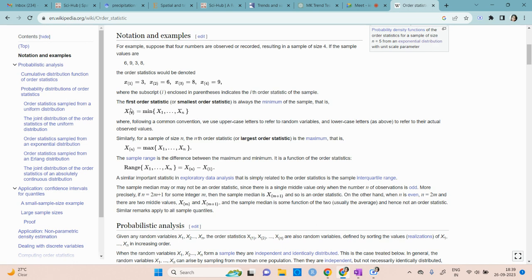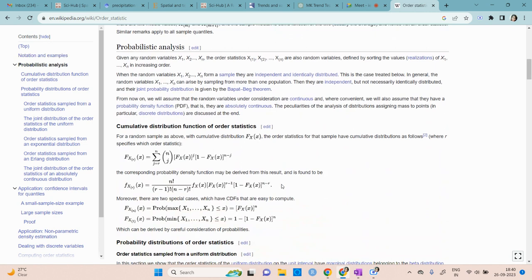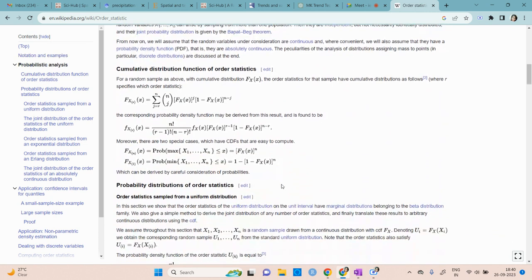So here, this X(1) is equal to what? This is 3, so X(1) is basically equal to x3. And X(n) is the maximum. The maximum is lying at 9, so this capital X(4), which is the maximum, is equal to small x2. This is how we find these order statistics, but this is the formula.